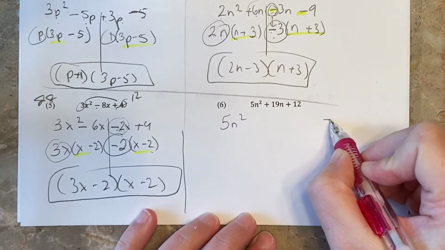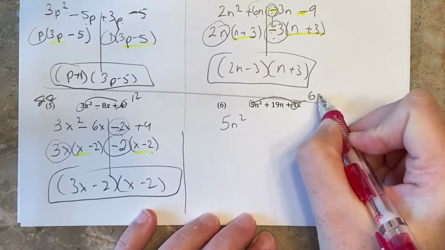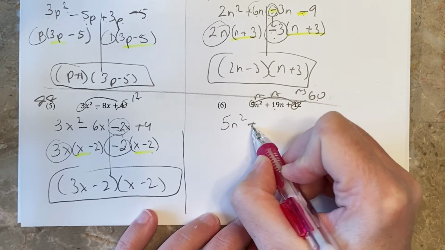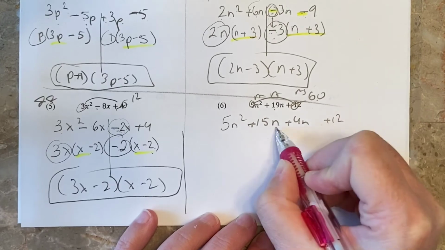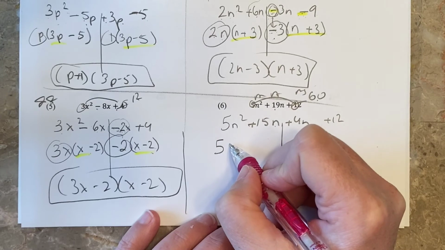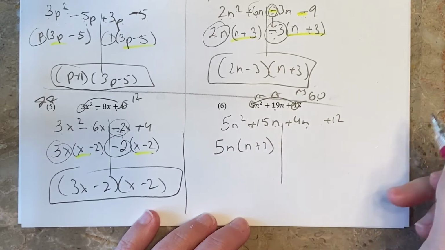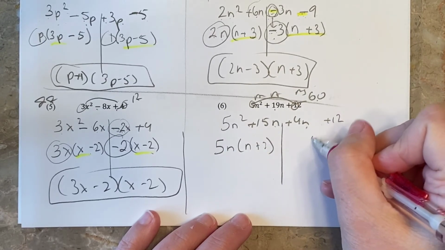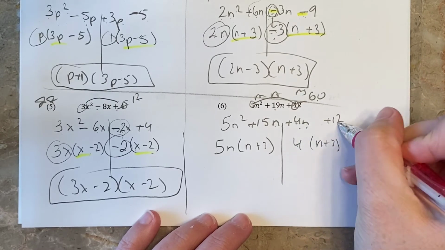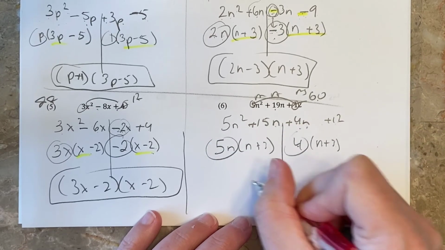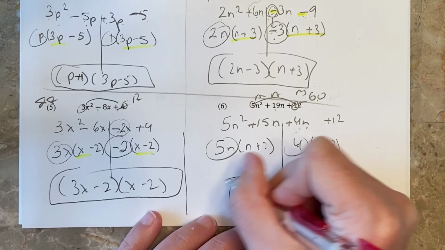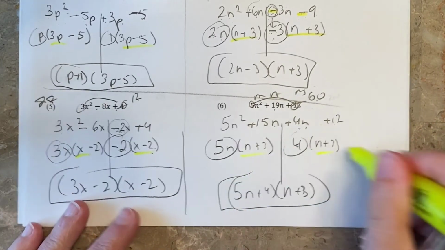All right, 5n squared and 12. 5 times 12 is 60, so we're still doing our mans. It multiplies to 60 and adds to 19. That's 15 and 4. Again, don't forget to put the variables with it. And now we do GCFs. So 5n and n plus 3. And again, this has to be n plus 3, but my GCF is 4. 4n divided by 4 is n. 12 divided by 4 is 3. So take those on the outside. 5n plus 4 is one binomial, and the second binomial is those common factors of binomials.